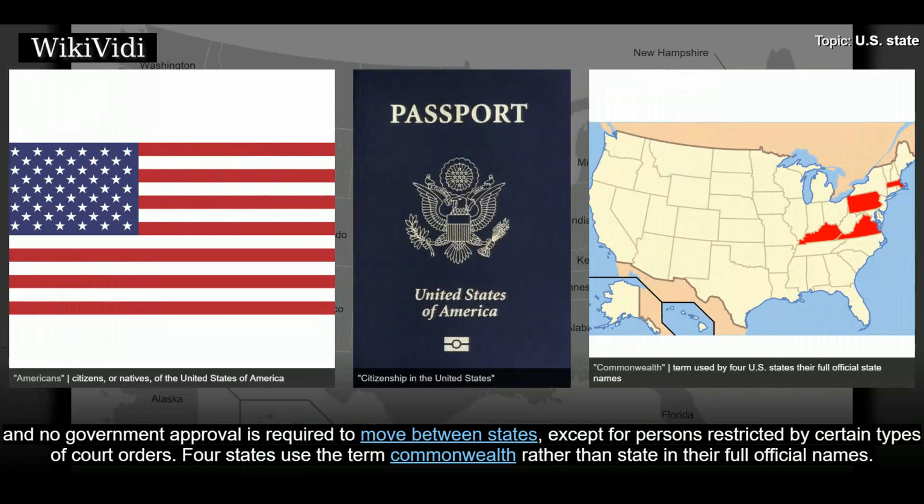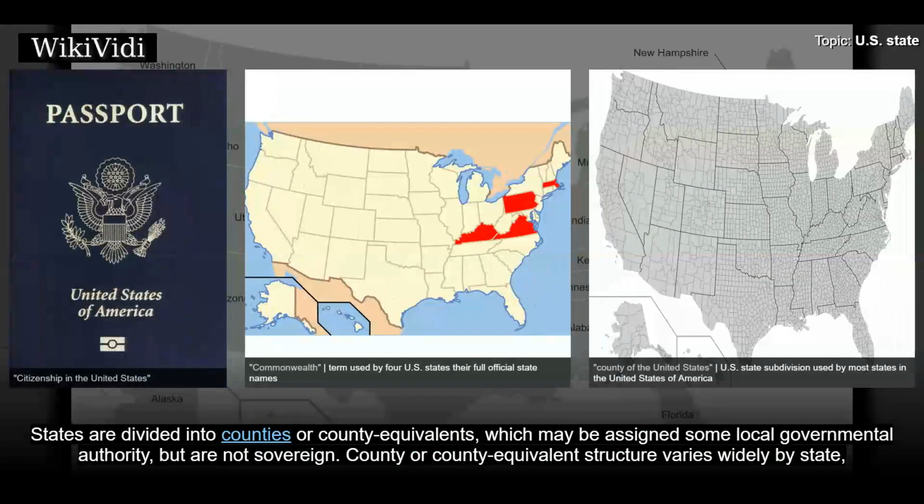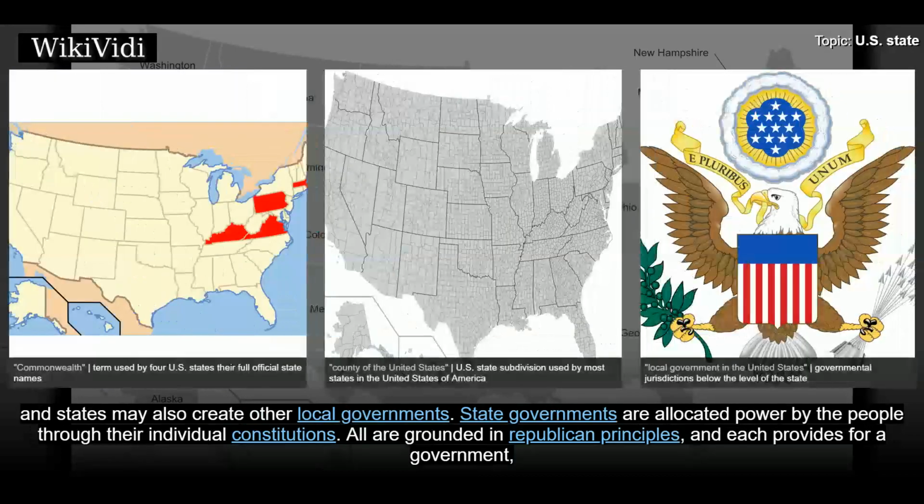4 states use the term commonwealth rather than state in their full official names. States are divided into counties or county equivalents, which may be assigned some local governmental authority, but are not sovereign. County or county equivalent structure varies widely by state, and states may also create other local governments.